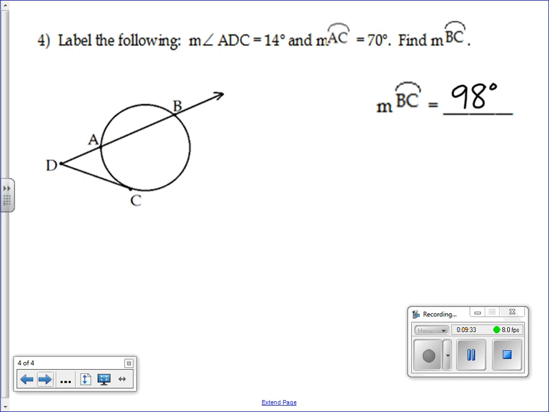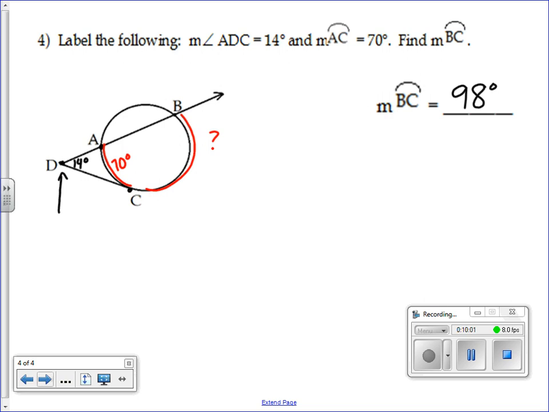All right, so let's label the following. The measure of angle ADC is 14 degrees. So ADC, this angle is 14 degrees. And the measure of arc AC is 70 degrees. We are finding arc BC. All right, well, let's take a look at the angle ADC.